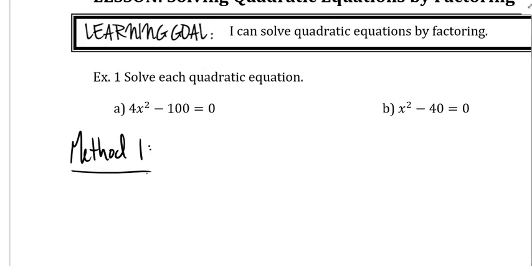Alan, you had your hand up. What were you going to say? Common factor. Very good. So it has a common factor of 4, and I'm left with x squared minus 25. How many people were thinking the same thing?